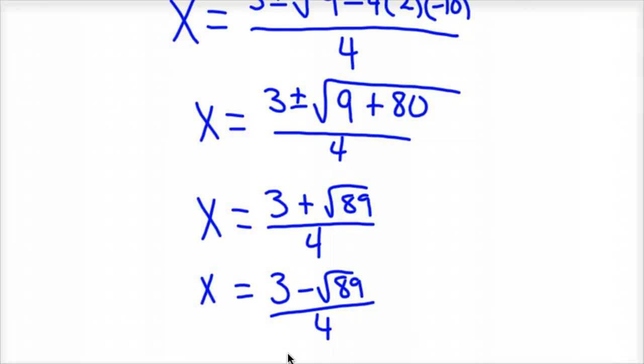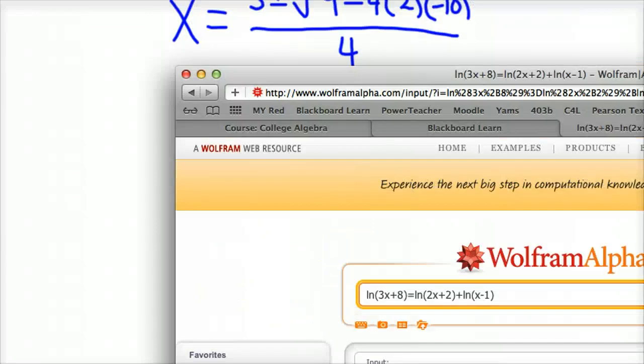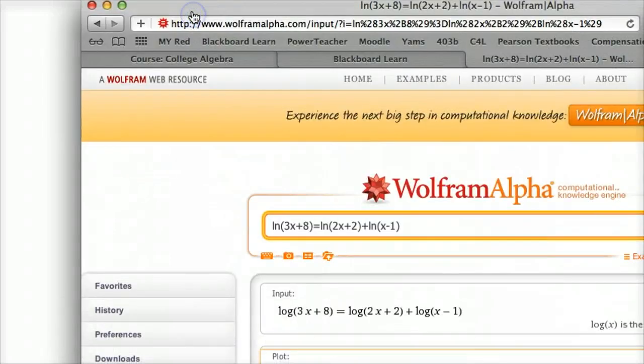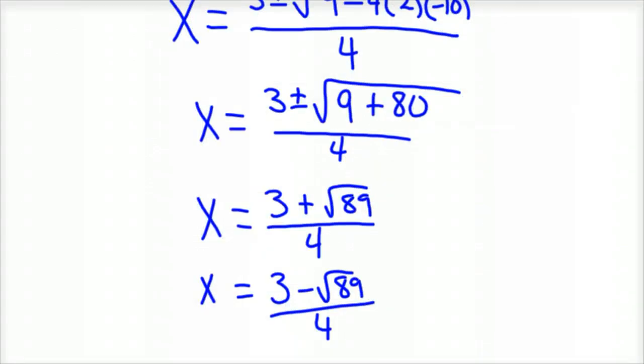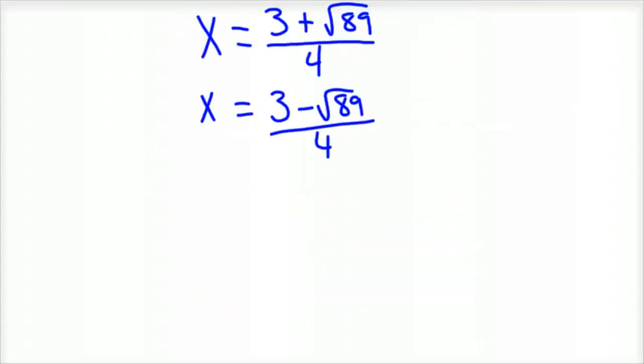And 3 minus square root of 89 divided by 4. Let me pull that up one more time. I wanted to double check that. Yeah, and I should have mentioned that. This one here we have to get rid of. Well, thanks, Wolfram. Thanks for helping me out.